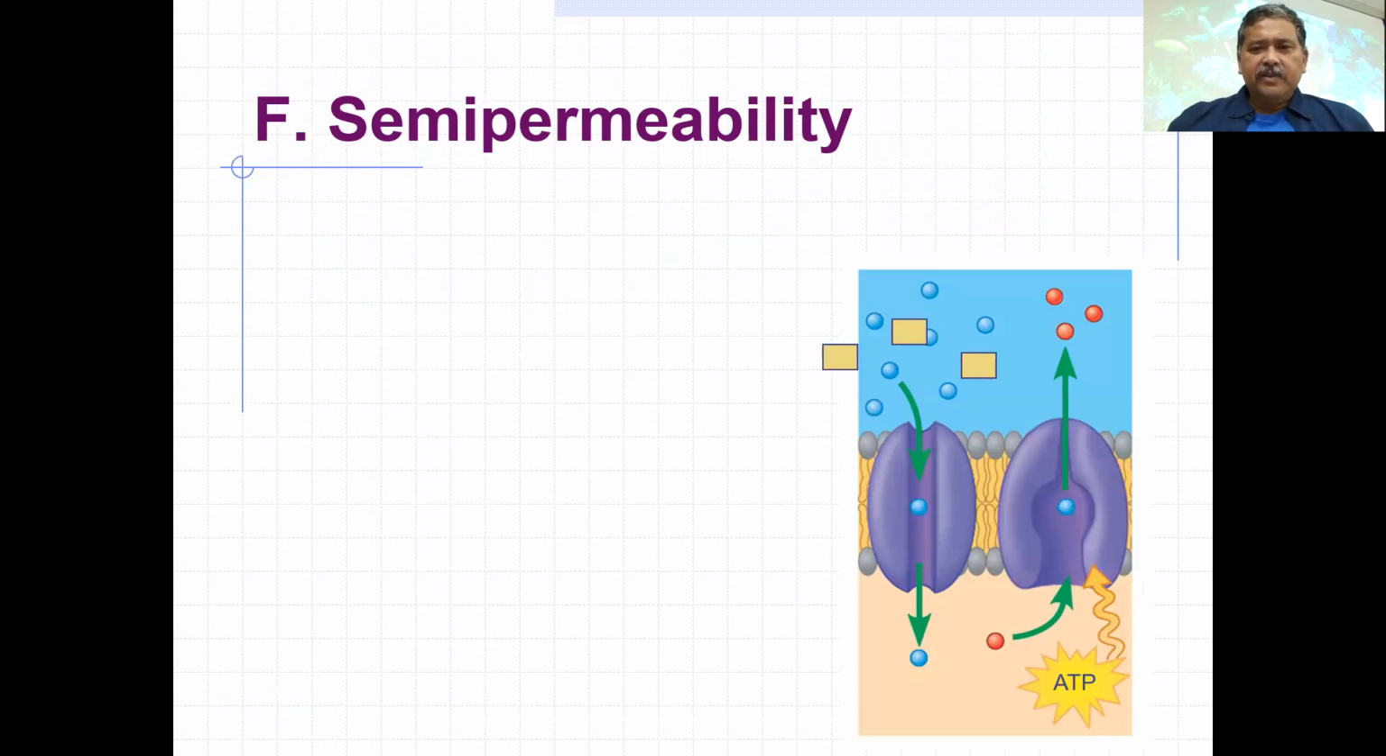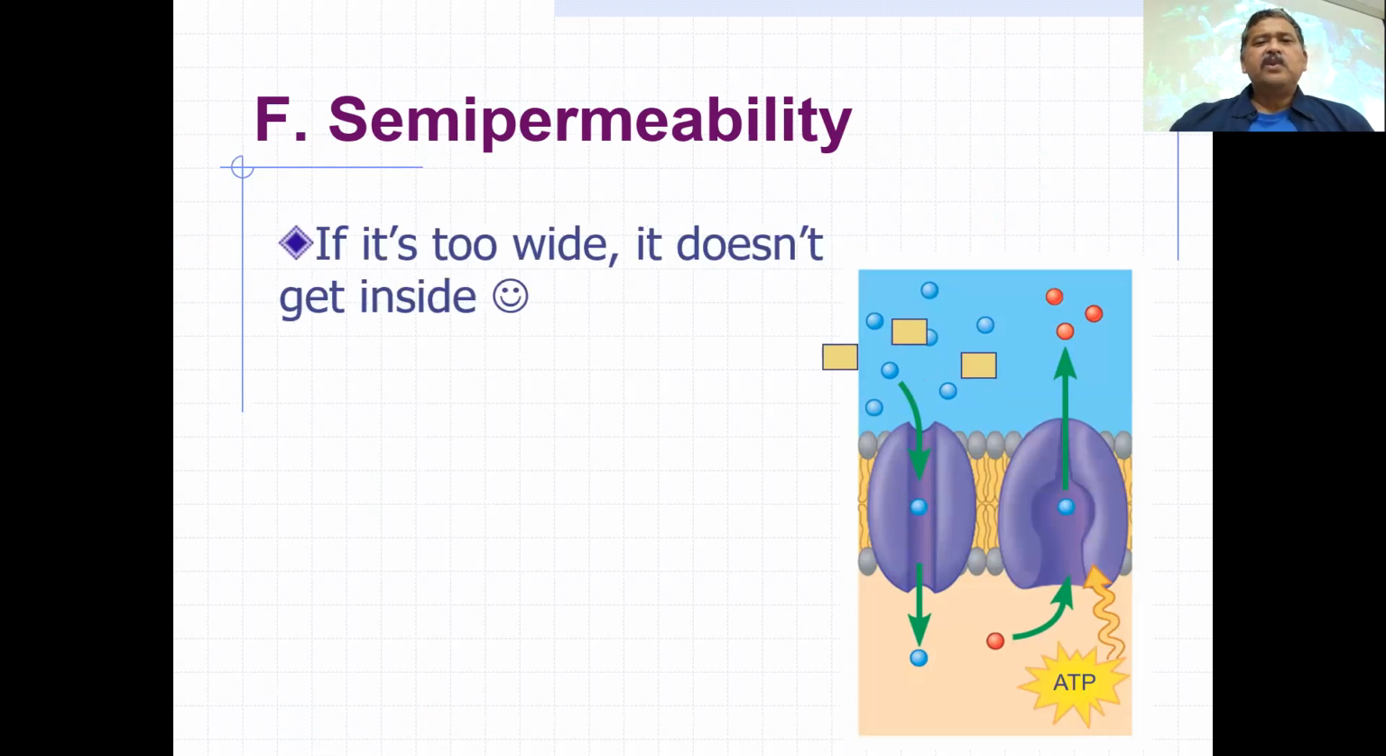And in this case here, these blue guys are having no trouble going right through, but these orange, beige squares can't go through. Why? I like to say, if it's too wide, it doesn't get inside. So these guys are too big, and so this is semi-permeability. The cell membrane has the ability to take in some things, but not things that are too large. They can't fit through that hole. So if it's too wide, it doesn't get inside.